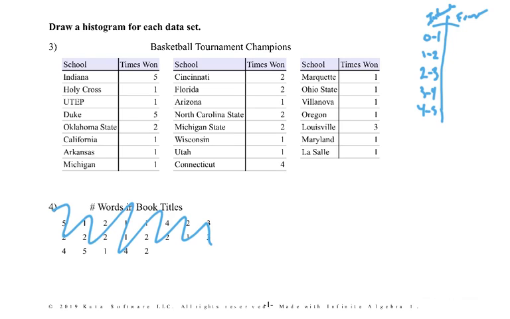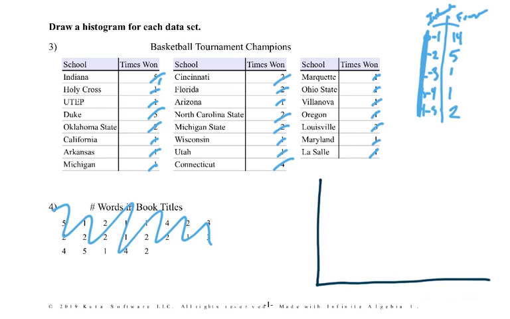So like the ones I'd put in this first one. There are 1, 2, 3, 4, 5, 6, 7, 8, 9, 10, 11, 12, 13, 14. So there's 14 ones. For twos, there's 1, 2, 3, 4, 5. For threes, there is only 1. For 4, there's only 1. And 5, we have 2. Then we've got the y axis, which is our frequency. So we go from 1 to 14.